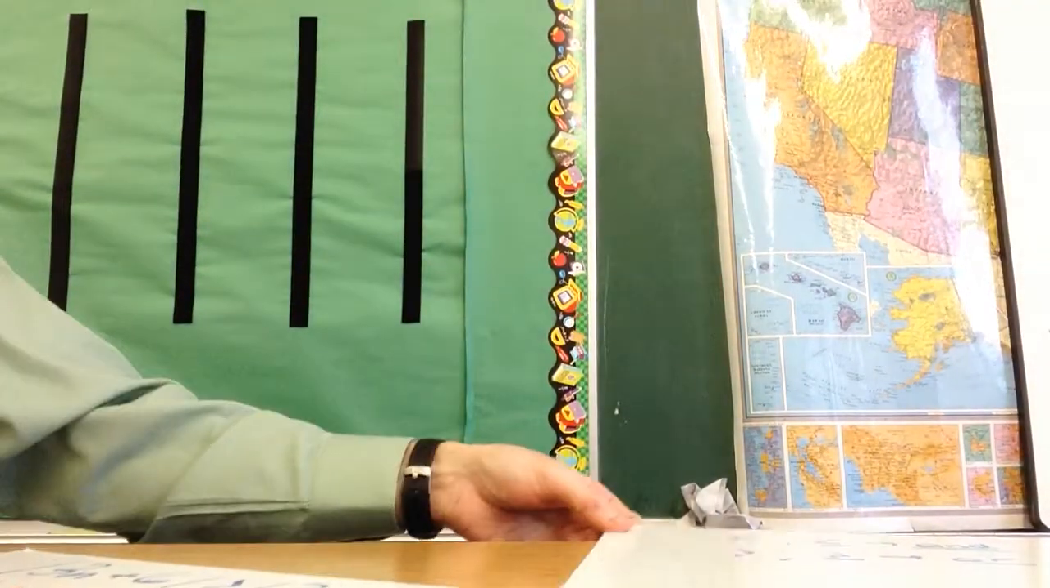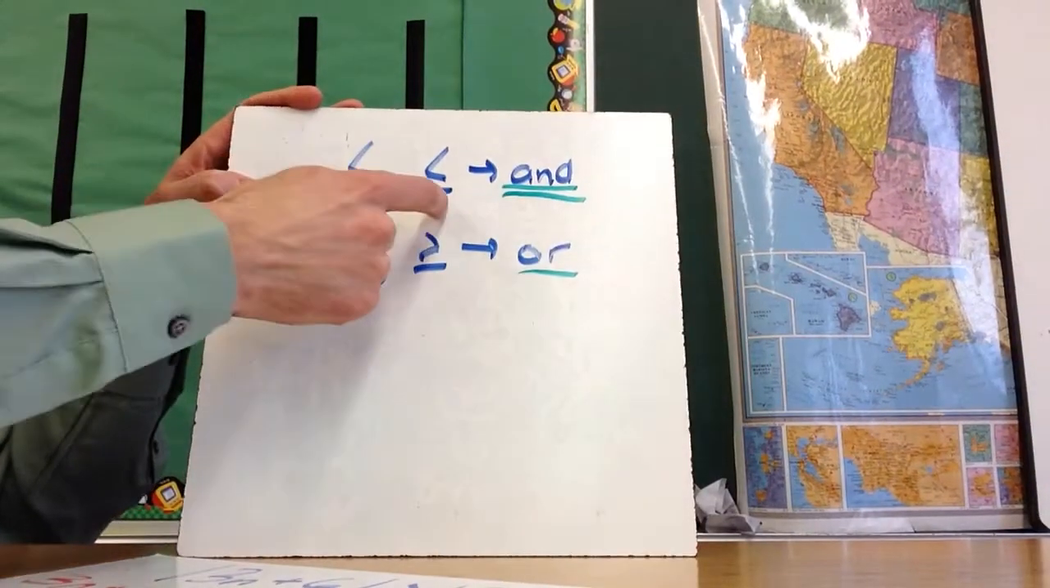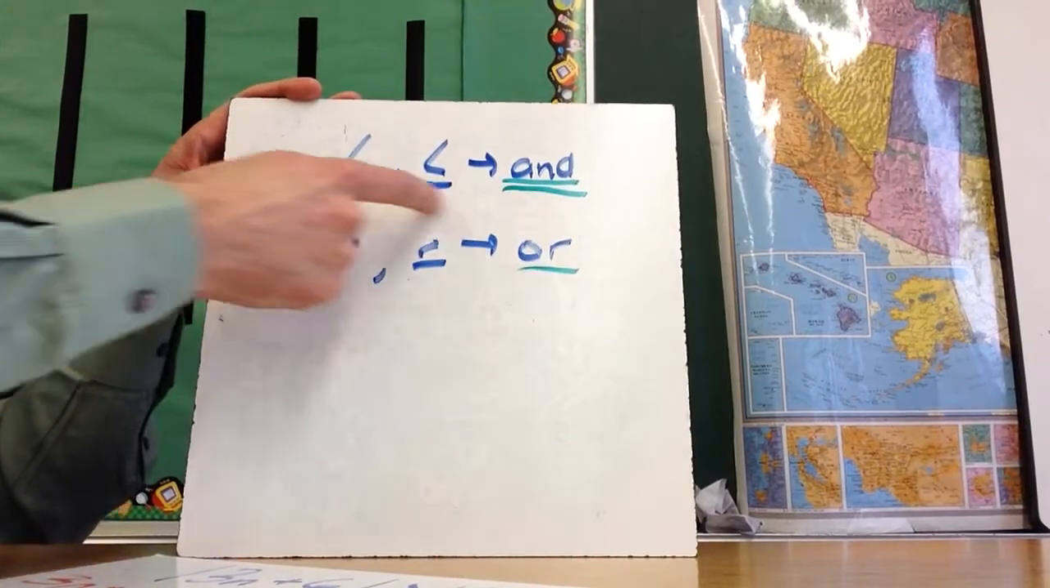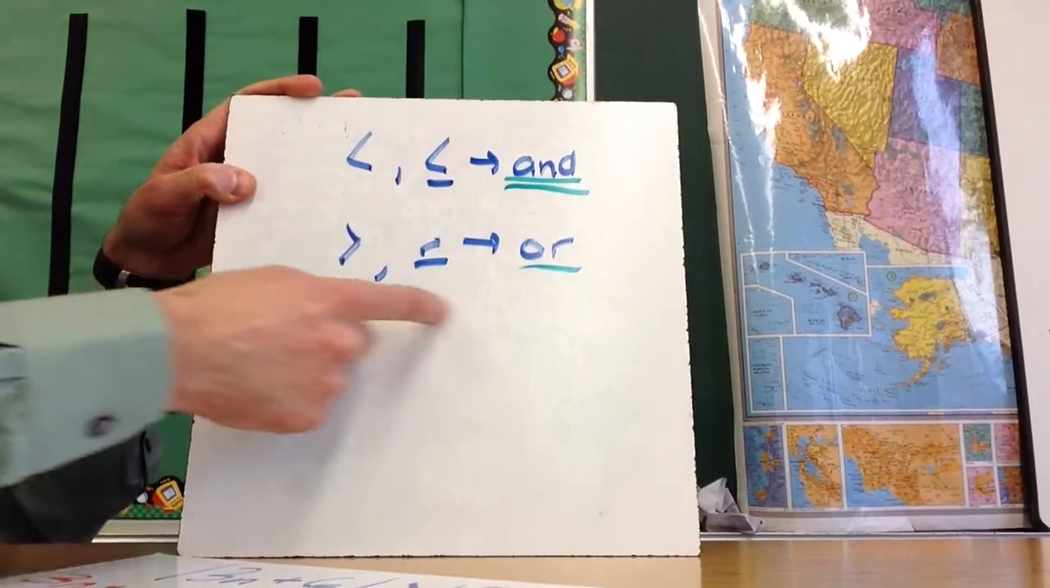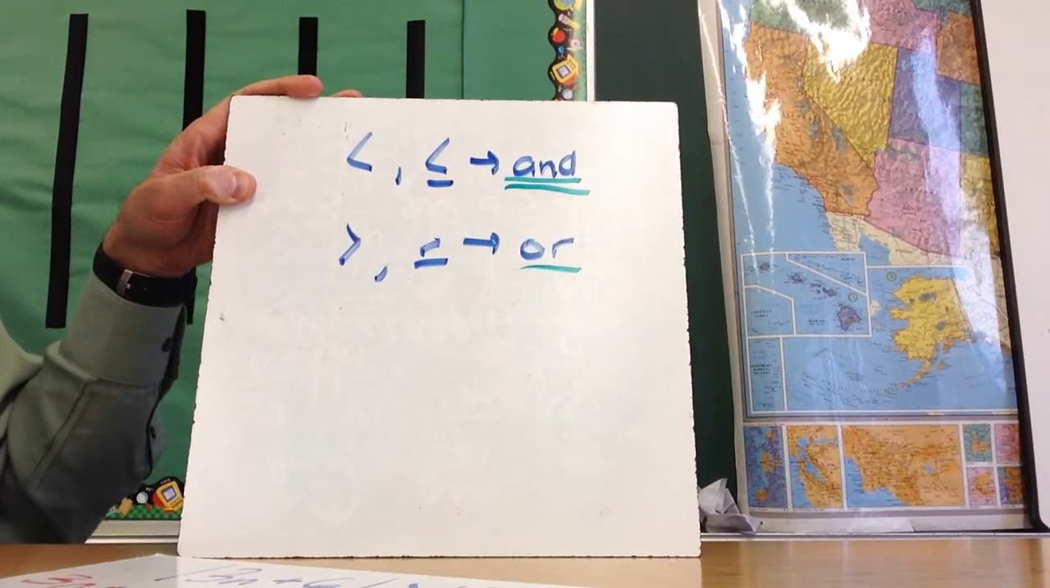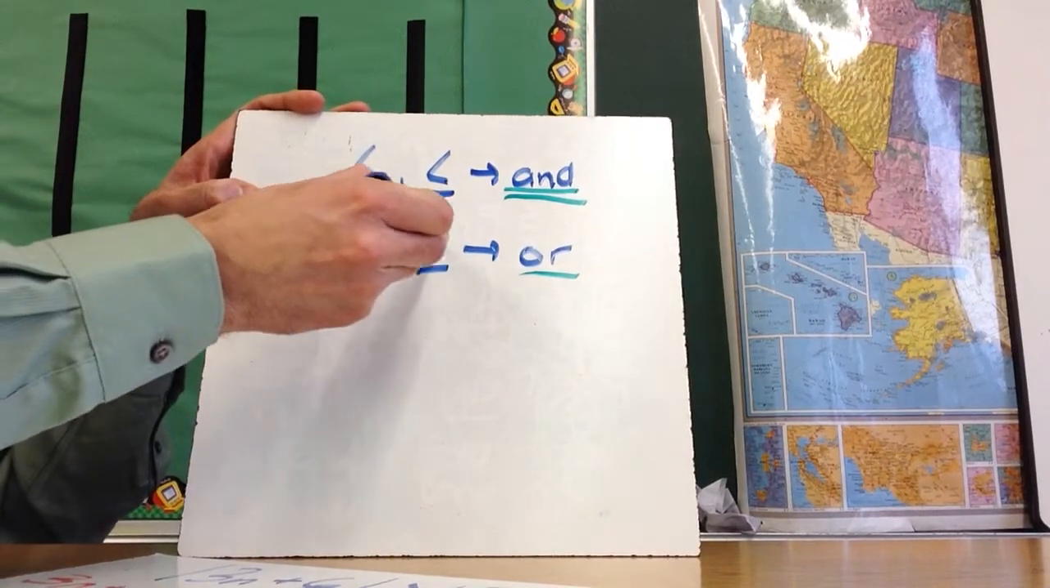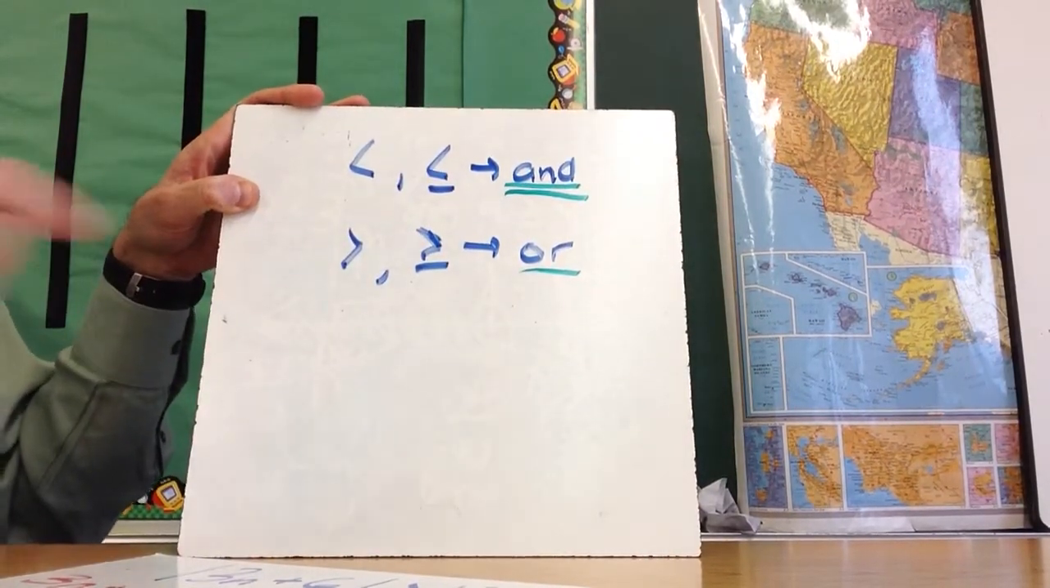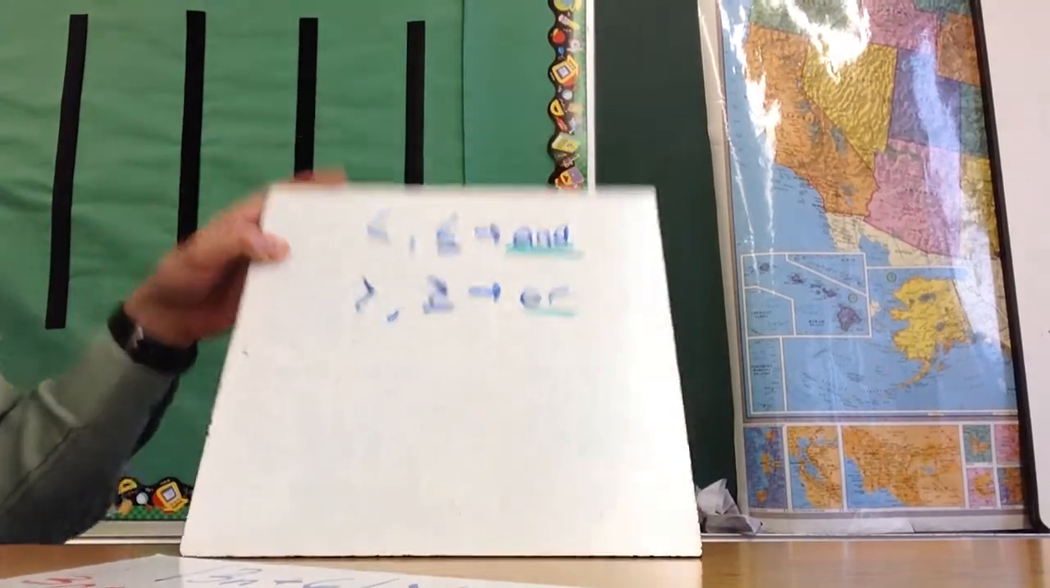And so before you even start the problem, you can see if the original problem has a sign facing this way, we know it's going to be an and. If it has a sign facing this way, we know that it's going to be an or. Sorry, I erased part of that with my finger. Okay, so these will always be ands and these will always be ors.